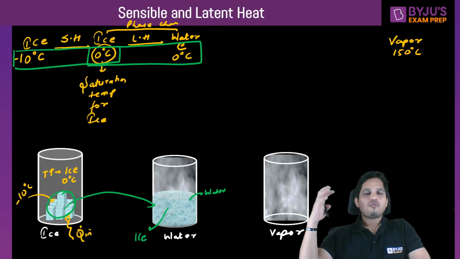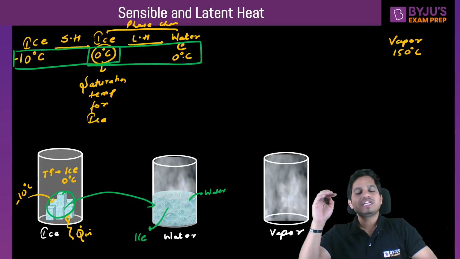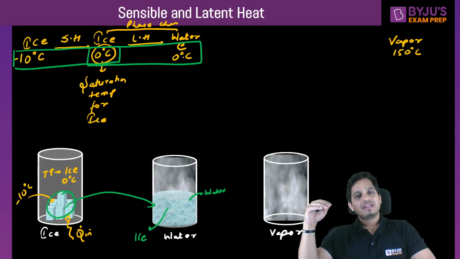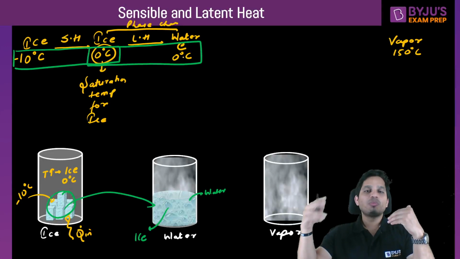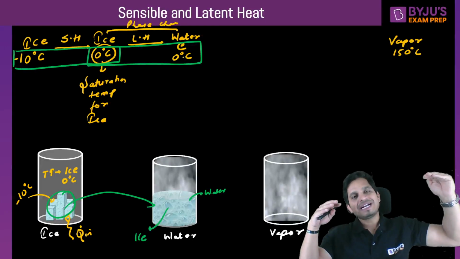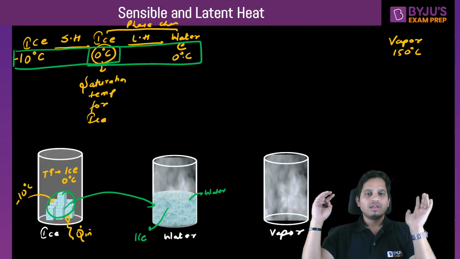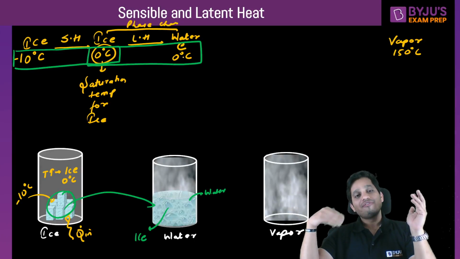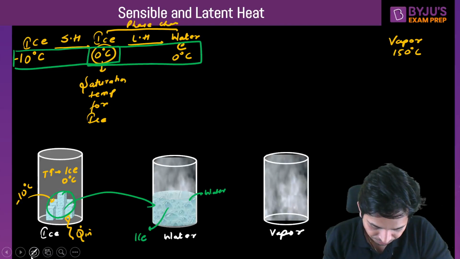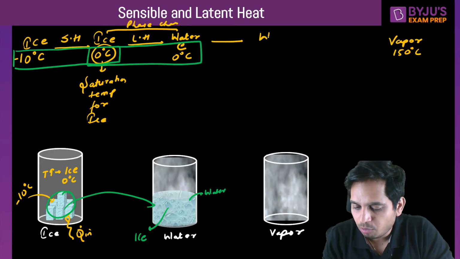Clear? Now what will happen? Now this is saturation temperature, 0 degrees, so after this, water will start absorbing more and more heat. Everything is converted, 100% ice to 100% water, in between these two stages. Now water will start absorbing heat and the temperature of water is going to increase till what point?